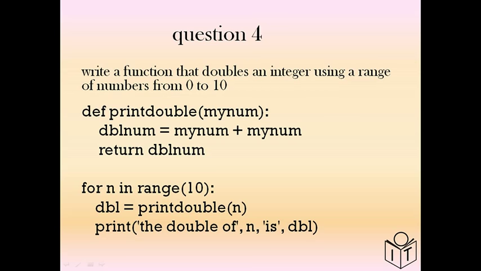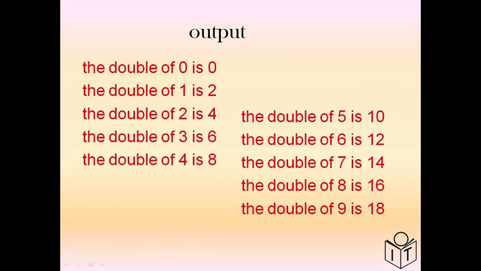So in our code, dbl, short for double, is then used in the print statement. So the double of whatever the number is. So we have the double of 0 is 0, the double of 1 is 2, up to the double of 9 is 18. So the for loop with range 10 goes from 0 up to 9.